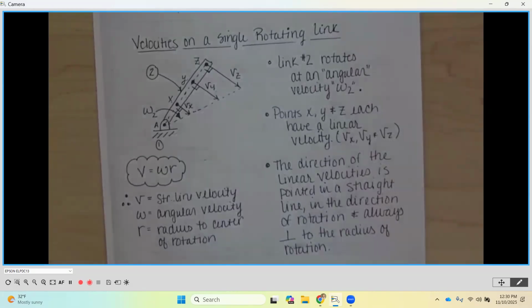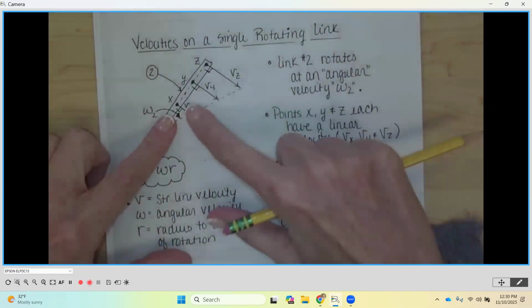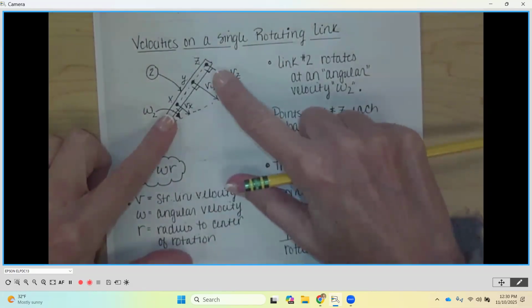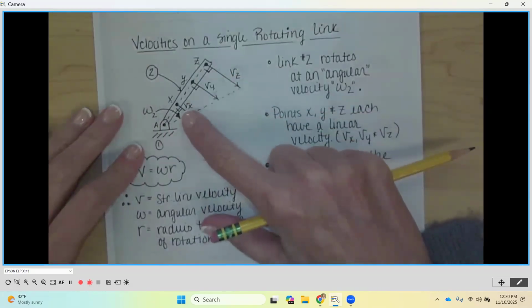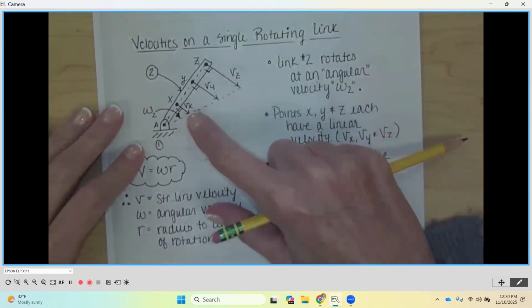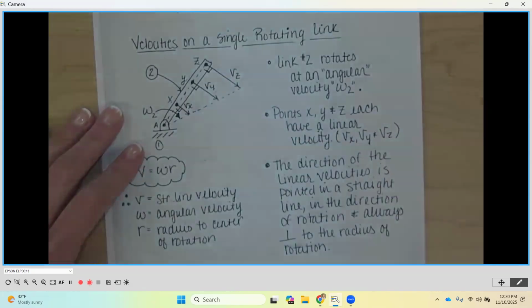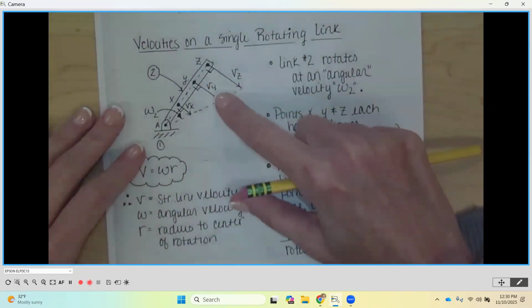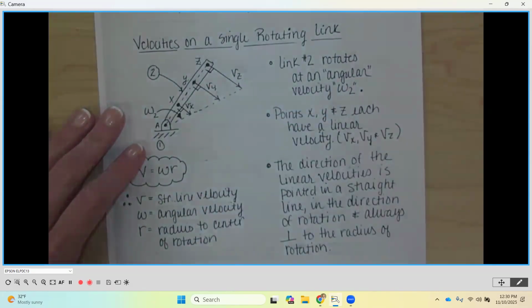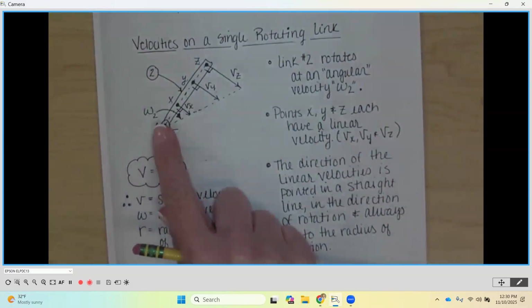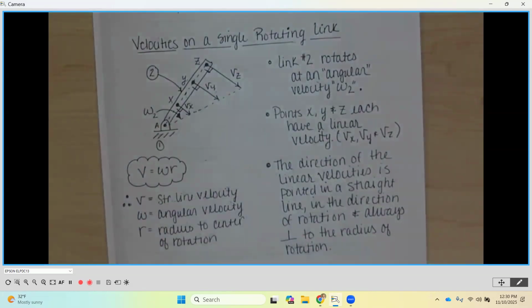All right. Now, something you're going to notice here is how we identify them. It's not just the straight line velocity of the link. It's the velocity of point X, so it's V sub X. When it's the velocity of Y, it's V sub Y. When it's the velocity of point Z, V sub Z. When it's the angular velocity of link 2, it's W2.